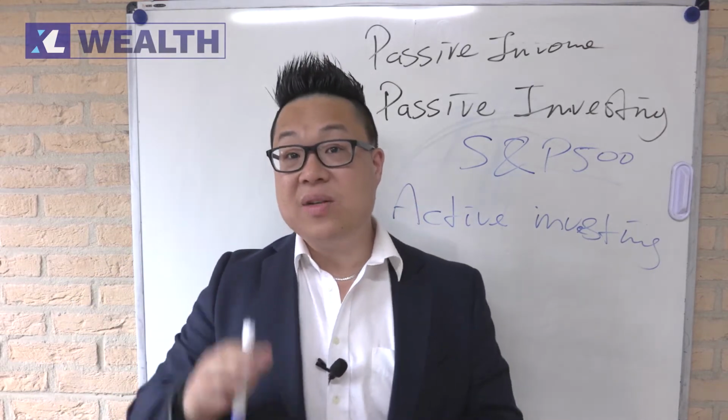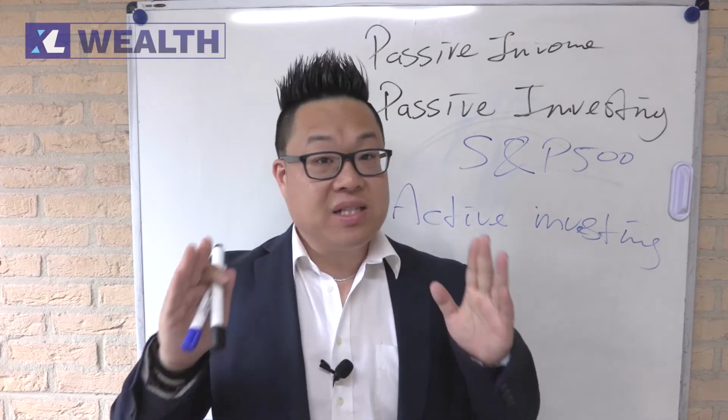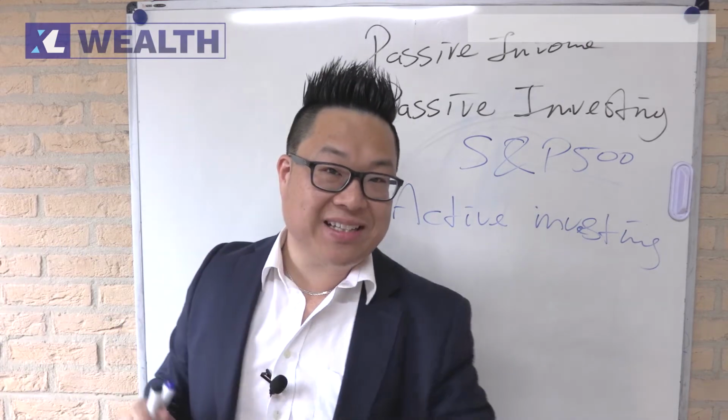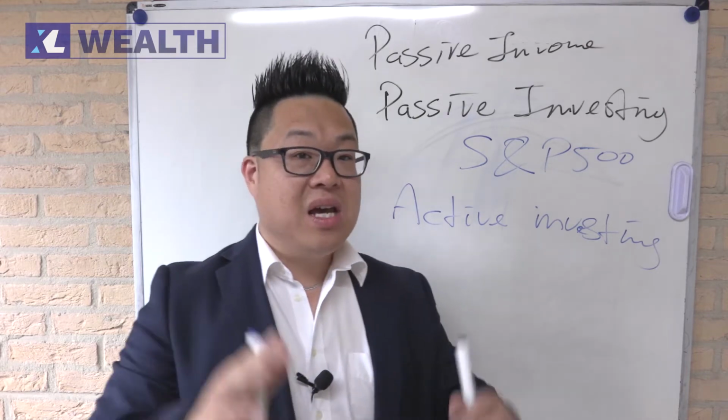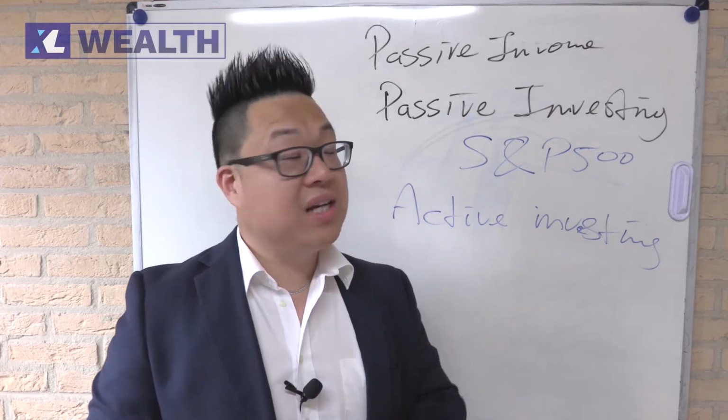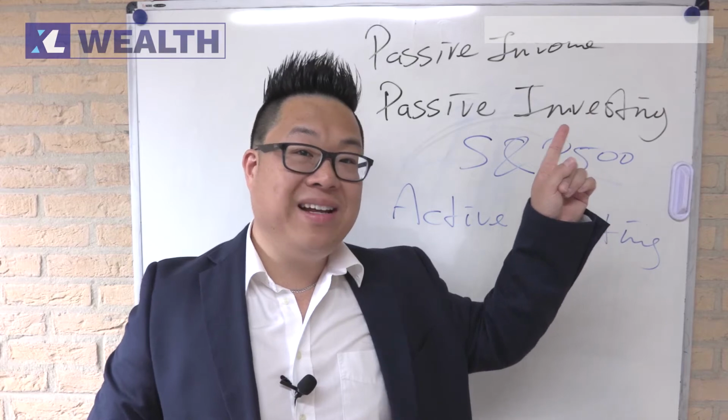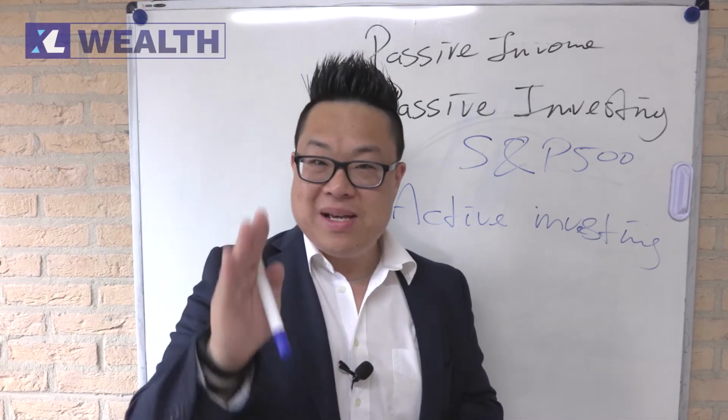Now on the other end, we've got, of course, active investing. With active investing, we're not talking about day trading. That's going to be a different video, so go check that video out. But for now, we're talking about active investing, and active investing is what Warren Buffett does. If you haven't checked out that video, click on the pop-up button to see how Warren Buffett makes his fortune.